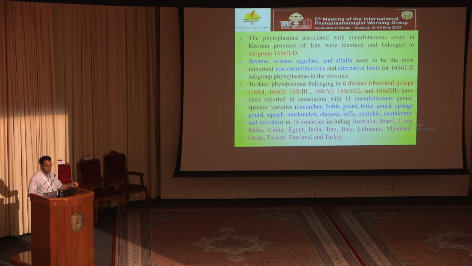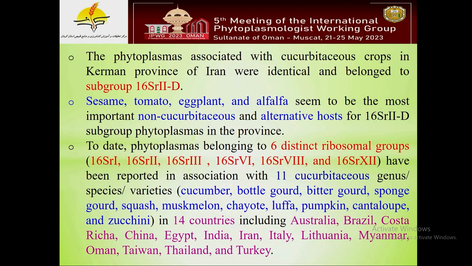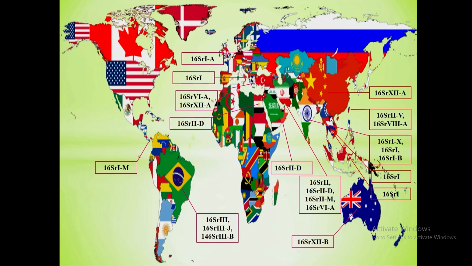When we reviewed the literature, we found that almost six distinct ribosomal groups, I mean 1, 2, 3, 6, 8, and 12, have been reported in association with 11 cucurbitaceous genera, species, or varieties in around 14 countries. You can see the world map for the distribution of the different phytoplasma groups and subgroups in different countries. But in Iran, group 2 and group 6 were reported in association with cucurbitaceous crops, and in my province we found only group 2, subgroup D. Thank you for your kind attention.